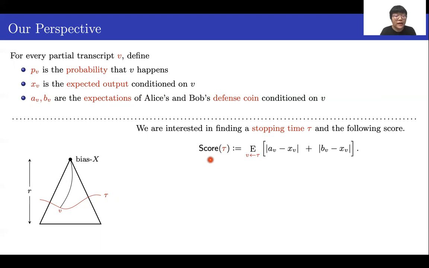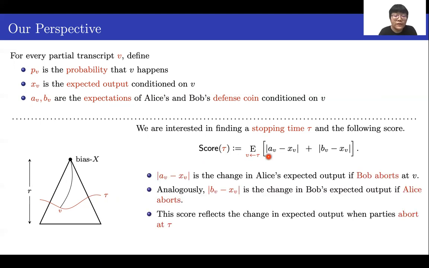So let's take a closer look at our score function. The term A_V minus X_V is the change in Alice's expected output if Bob aborts at V. This is because if Bob does not abort at V in an honest execution, the output of the protocol will have expectation X_V by definition. However, if Bob does abort at node V, the output of the protocol will be Alice's defense, which has an expectation A_V. So Bob, by aborting at node V, causes a change in Alice's expected output, the difference between A_V and X_V.